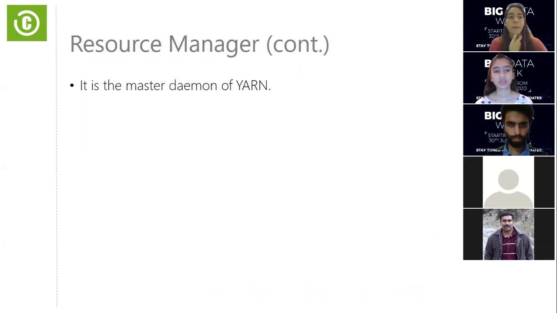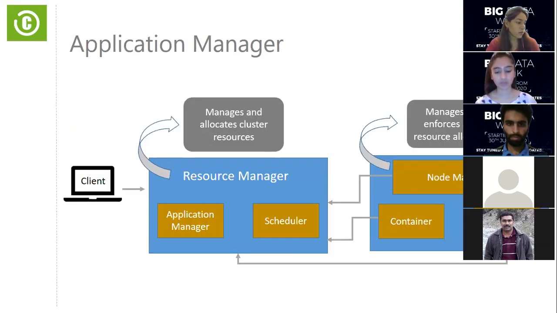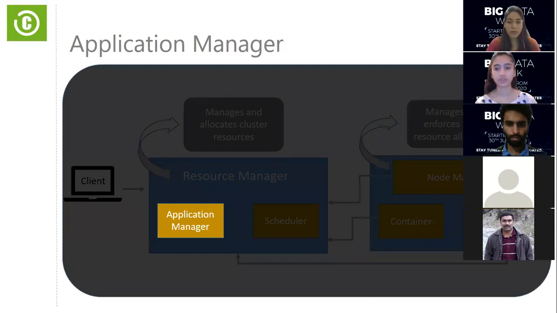So the resource manager is the master daemon of Yarn. It keeps a record of all the resources used and free among all the application or the whole cluster. It also aims to optimize cluster resources and keeps all cluster resources in use. And it is the ultimate authority in resource allocation. It has two main components, which is the scheduler and the application manager. So अब हम application manager के ऊपर focus करते हैं.